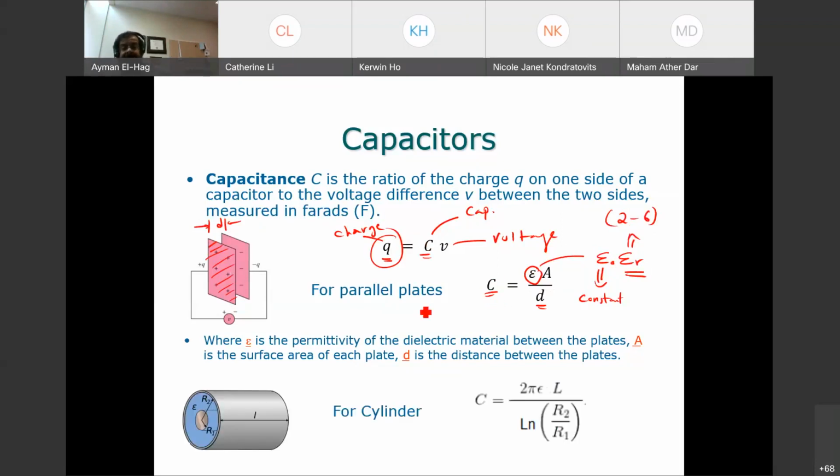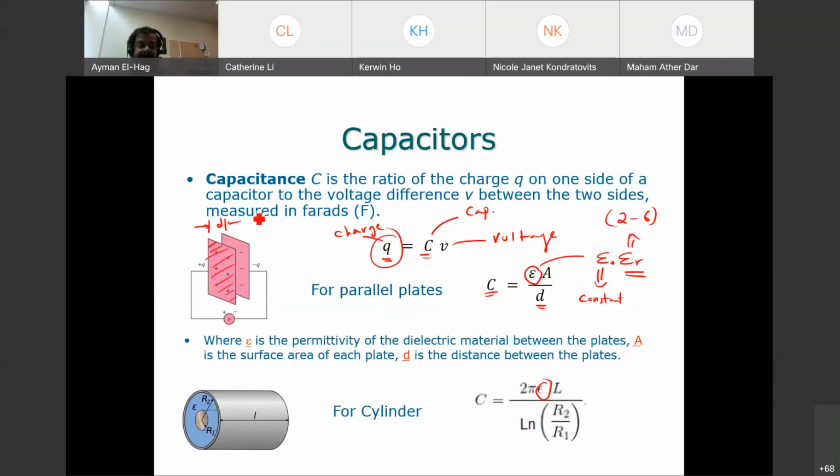Now, for a cylindrical capacitor, the formula is different. But again, the formula depends on two things. The geometry, so here we have two parameters for the geometry, the cross-sectional area and the distance. Here we have the length, the inner and the outer radius, R2 and R1. So these are all dimensional parameters. And also we have the epsilon, which is the same as the epsilon here, the property of the dielectric material between the two electrodes, the energized one and the unenergized one.